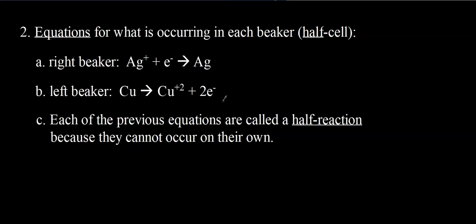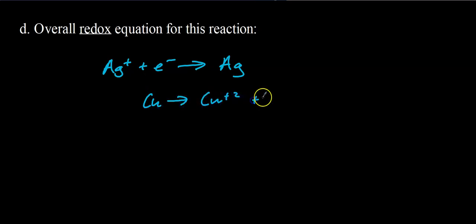So let's go ahead and do this. Let's take those two half reactions and combine them and get our overall equation. So again, let's take a look here. We got Ag+ plus an electron makes silver metal, and we have copper metal forming copper 2 ions and a couple electrons. Well, here's the deal. We have 1 electron being gained and 2 electrons being lost. That does not make sense. The number of electrons gained and lost must be the same.